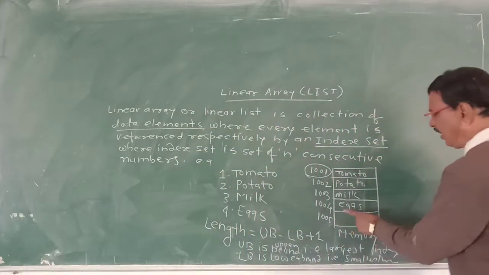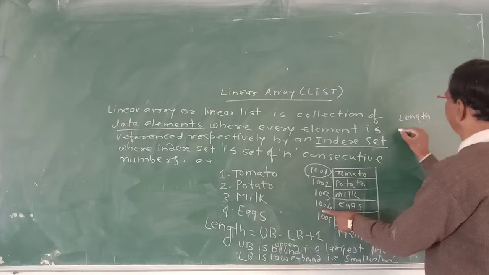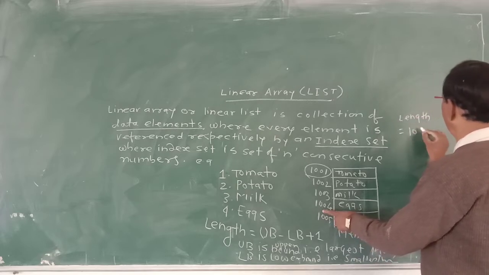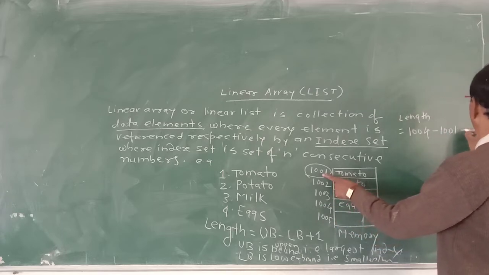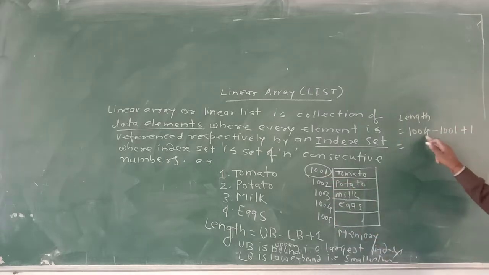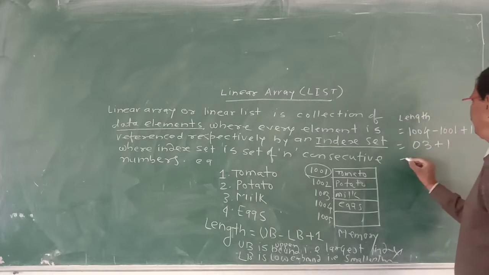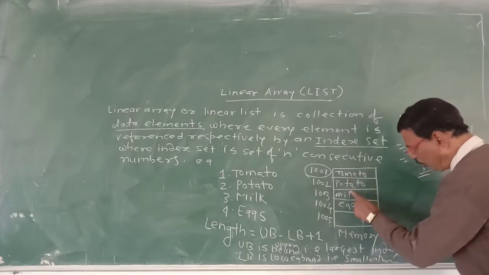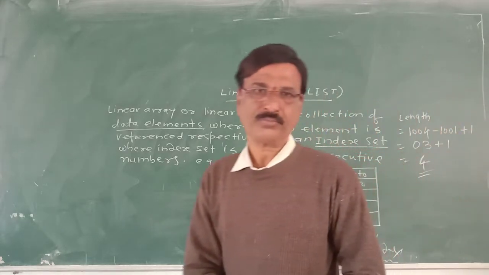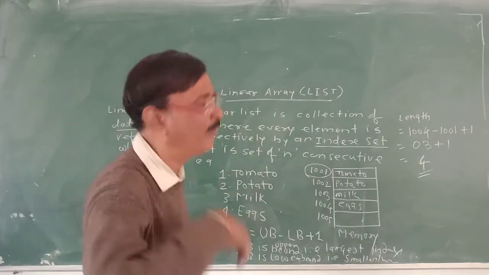Now here length is equal to the largest index, 1004, minus the smallest index, 1001, plus 1. So 1004 minus 1001, that is 3, plus 1, that is equal to 4. So here 1, 2, 3, 4, that is called the length. So this is called the index set formula. Length can be obtained by the index set formula.